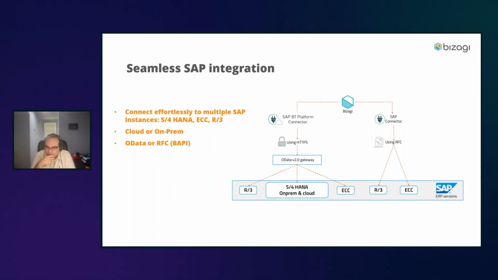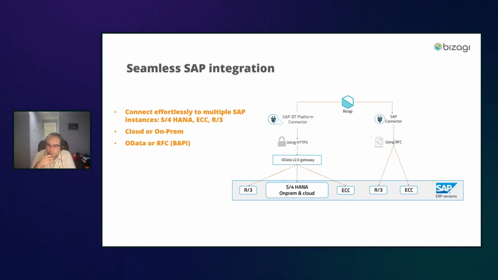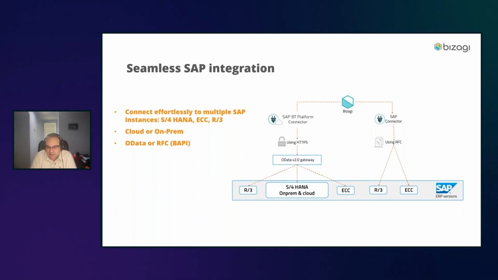So you know that SAP has been out there for a long time. Bizagi has been out there for a long time as well. So through all this history, different technologies and different forms to be integrated were available. As you can see here on the right side, we do offer native connectivity to on-premises versions of SAP, and that's using the traditional RFC approach under BAPIs.